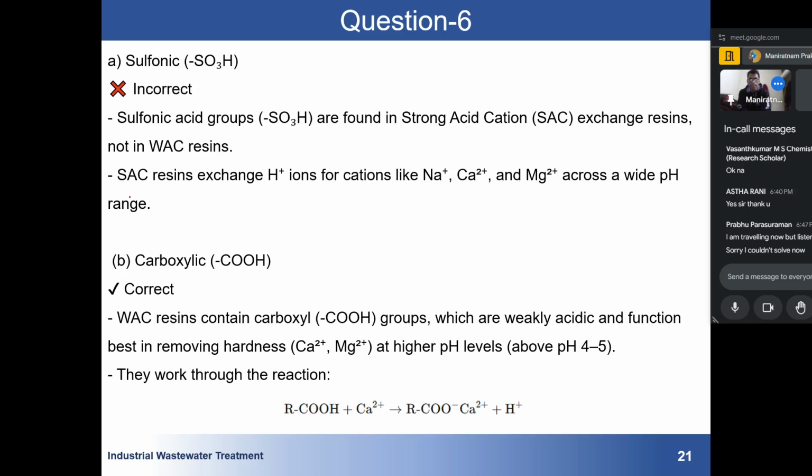Okay. SAC exchanges H plus from, again, if you go through the lecture, a table has been made showing for which kind of resin, which kind of pollutant we can remove. Similarly, carboxylic acid, I have already said that it can work.